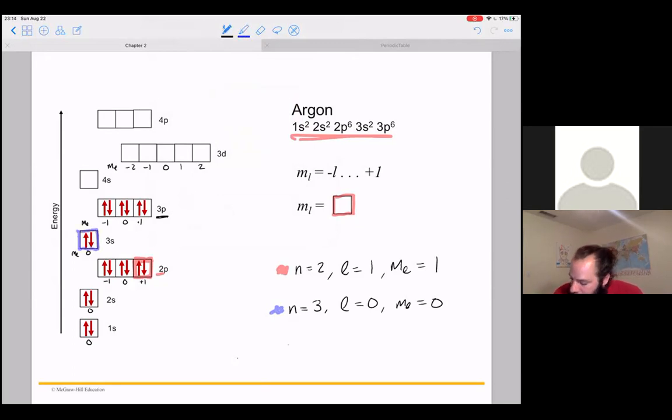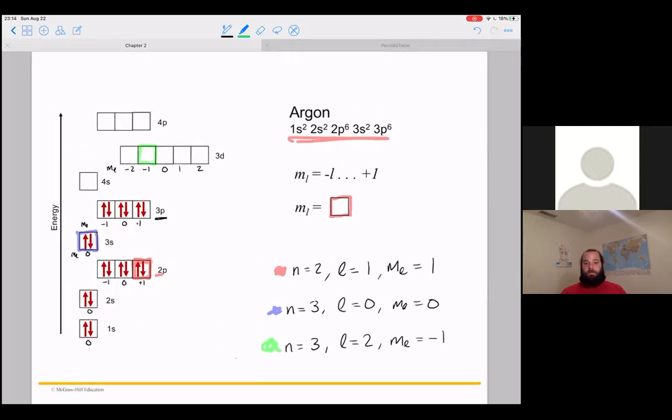What if I said n equals 3, L equals 2, and M sub L equals -1? What would I be talking about? Which box? All right, in this particular example of argon, it's empty, but I would be talking about this box right here. So again, if I'm giving you those 3 quantum numbers, the principal, the angular momentum, and the magnetic, I'm sort of giving you the address that could house maximum 2 electrons.